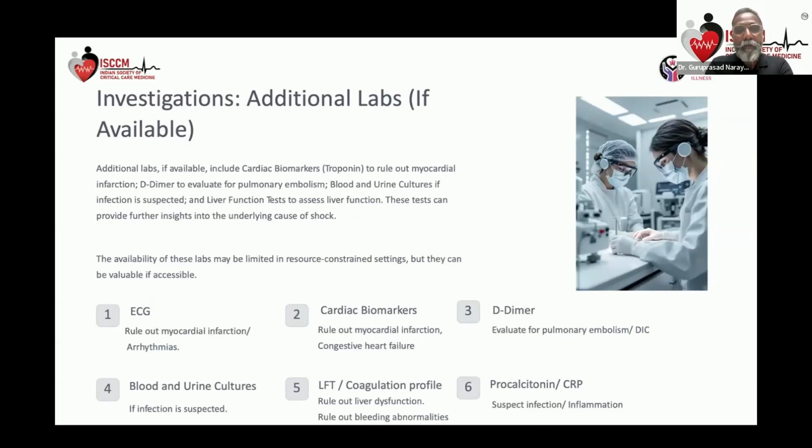of a cardiogenic cause. Then D-dimers can help you to rule out. D-dimers are of negative predictive value for ruling out pulmonary embolism, and a high D-dimer can suggest a very severe shock, that the patient is in a DIC because of raised fibrin degradation products. Then you can do a blood and urine culture if you are suspecting infection. Then LFT and a coagulation profile to rule out liver dysfunction and coagulation abnormalities, and procalcitonin and CRP can be done.